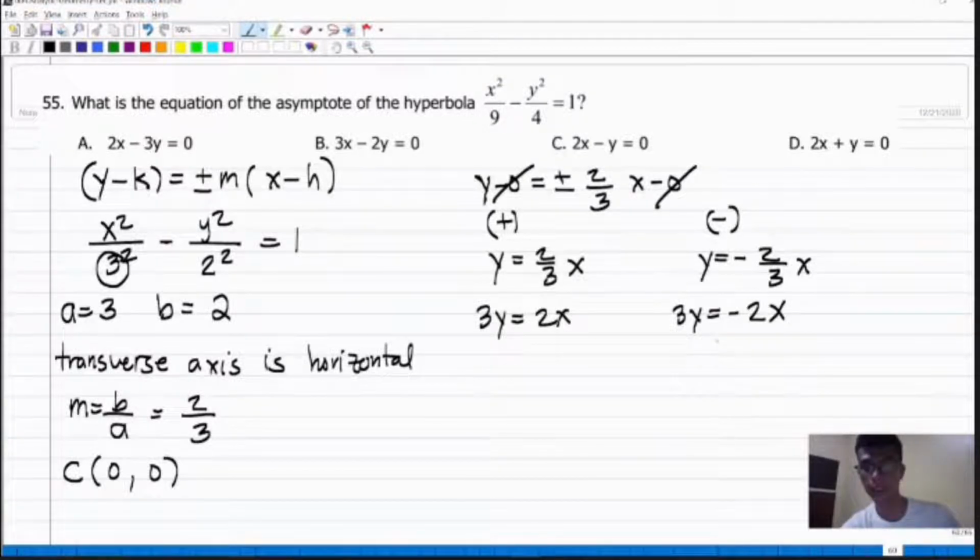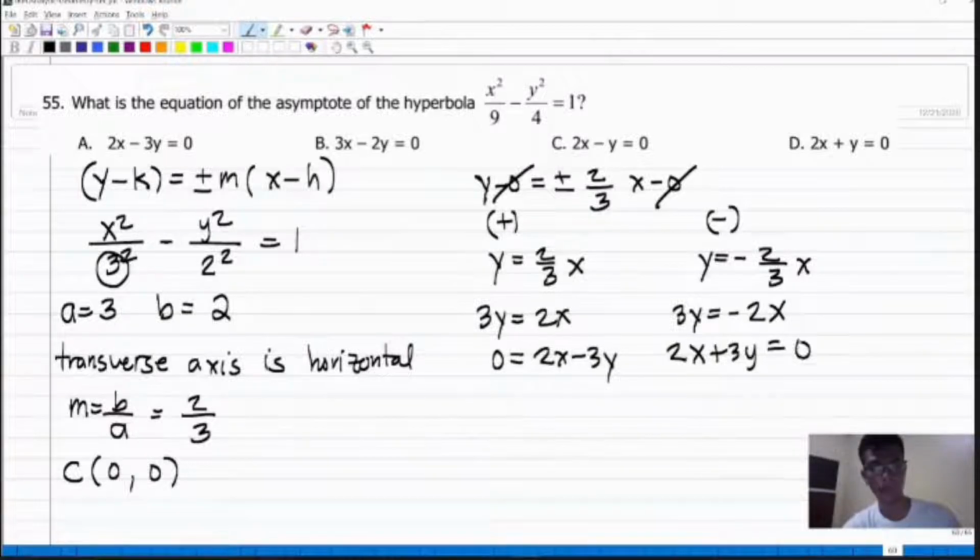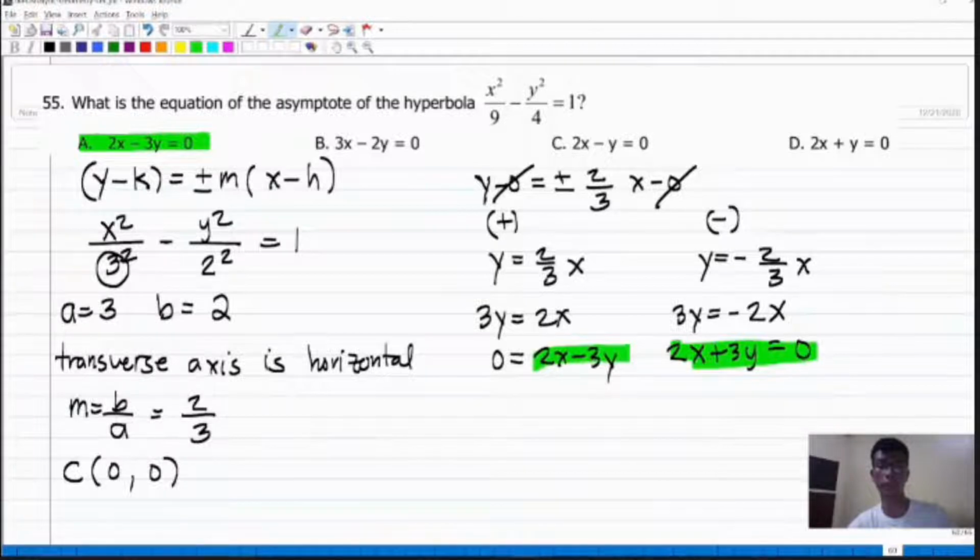And sa ating choices, naka-positive x. So dito sa part na to, lipat natin yung 3y. So 2x minus 3y. Dito naman sa part nito, si 2x ang ilipat natin. 2x plus 3y is equal to 0. So isa lang naman dyan yung ilalabas ng choices natin na tama. And that is letter A. 2x minus 3y is equal to 0. Pero tama din naman itong 2x plus 3y is equal to 0. Pero wala na siya sa choices. Siyempre, isa lang naman dapat yung tama sa apat na choices. So, letter A.